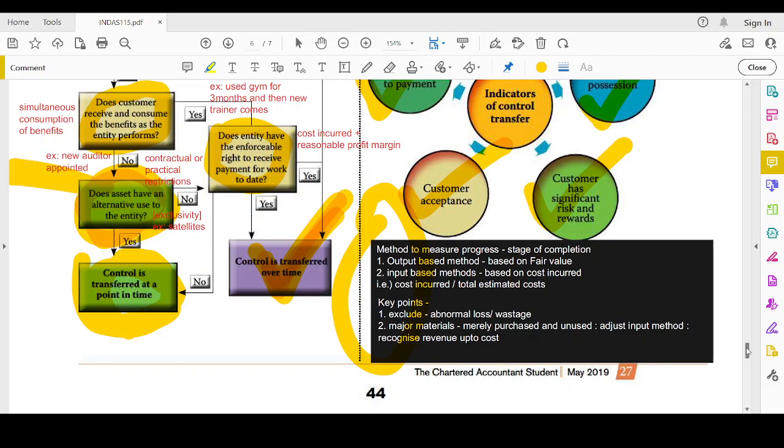Then what are the key points? Generally, in accounting standards or costing principles, we ignore abnormal losses or wastages in the cost incurred, and that's what is being said here also. Exclude abnormal wastage. And if you have just purchased material but have not used it in the product, will you charge the customer for that? No, right? So for materials which have merely been purchased and are unused, you have to adjust the input for those.